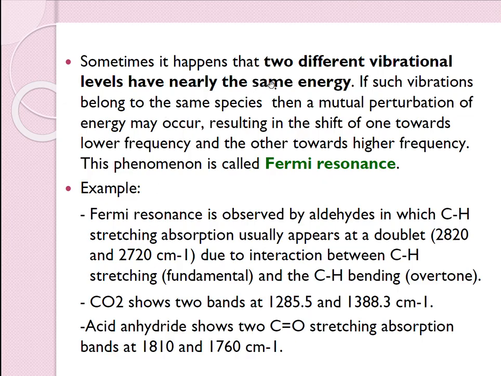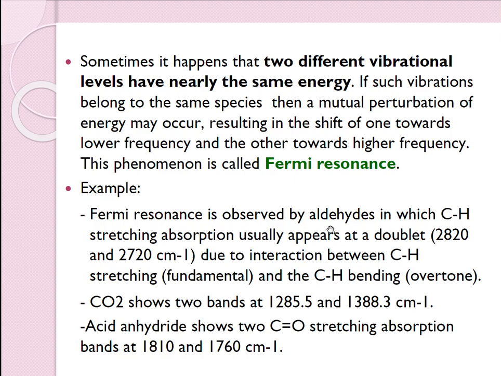Sometimes it happens that two different vibrational levels have nearly the same energy. If such vibrations belong to the same species, then mutual perturbation of the energy may occur, resulting in the shift of one towards a lower frequency and the other towards a higher frequency. This phenomenon is called Fermi resonance. So Fermi resonance means two different vibrational levels having the same energy. Sometimes you may have a very big frequency, or sometimes a very diminished frequency, and this phenomenon is called Fermi resonance.